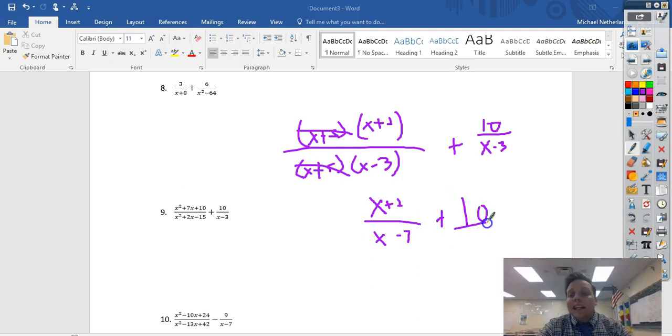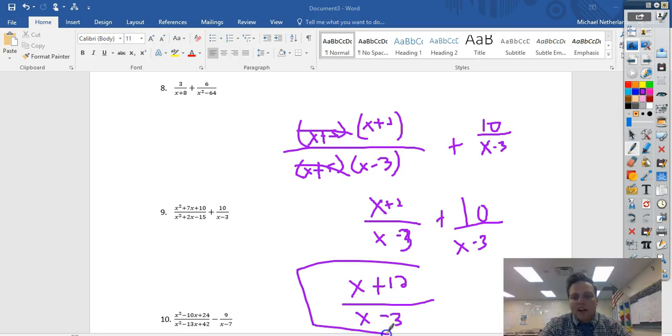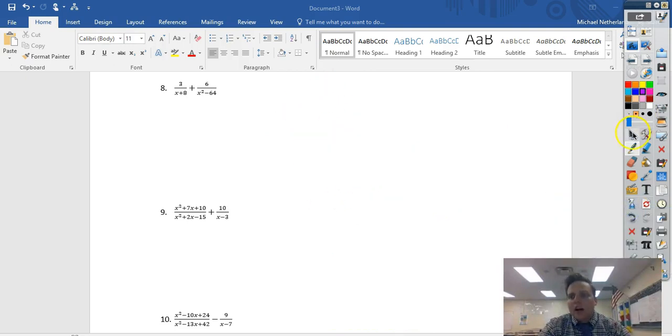This is a tricky question. It's trying to trick you because now look at your two new denominators: x minus 3, x minus 3. My denominators are the same. I don't need to do any adjustments. I can jump straight into putting my numerators together, which would be x plus 12, because 10 and 2 make 12, over x minus 3. And that's as far as you can go. That's your answer. Noticing this saved me a lot of time. Work to notice this kind of stuff. All right, number 10.